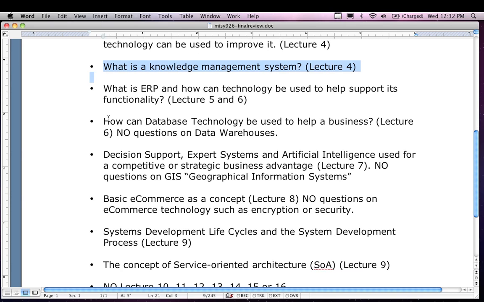This next one is how can a database technology be used to help a business? We briefly talked about databases. It was lecture 6. No questions on data warehousing or data mining. I don't know if you remember, but I talked about data mining for a part of that lecture that covered databases. The question you have in here is a super easy database question. And if you don't know what a database is, learn what a database is.